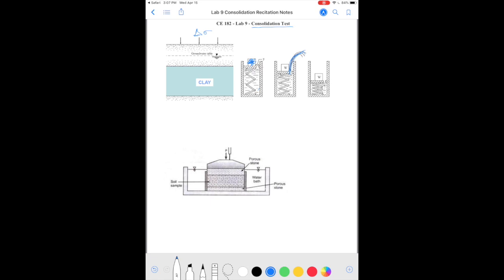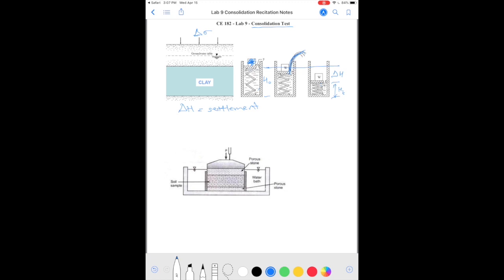So if the original thickness of the soil layer was H0, under the load it is going to settle to some new height, and the settlement is going to be delta H. Okay, so delta H is the settlement in reaction to the applied load W, or equivalent stress delta sigma. And we want to figure out how much that settlement is going to be. And one can imagine, the higher the load, the more the settlement is going to increase.